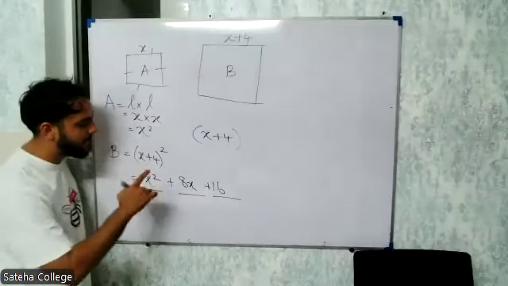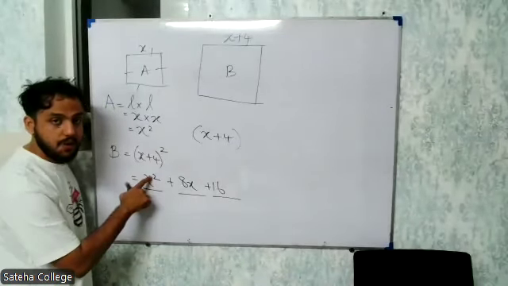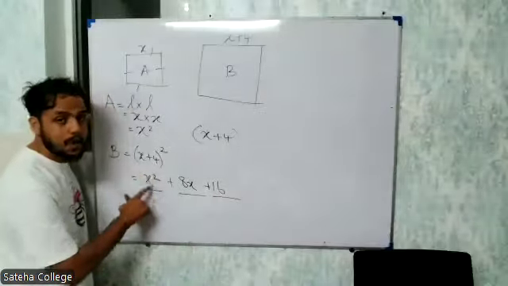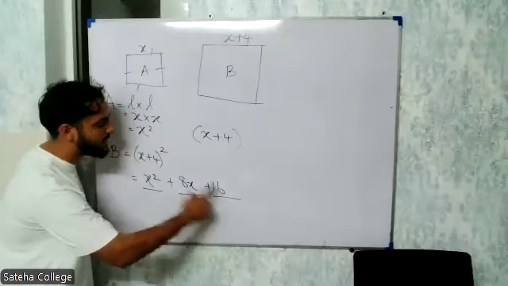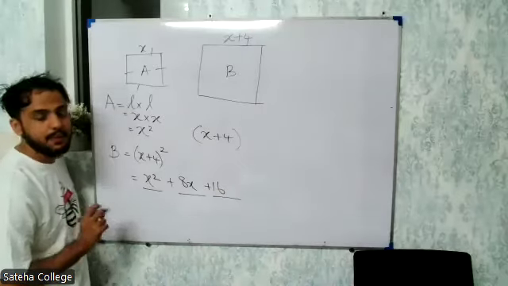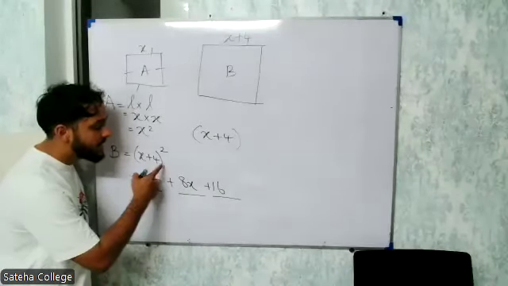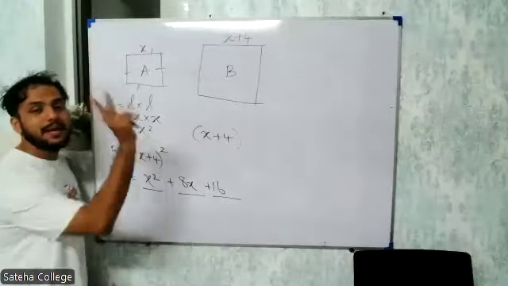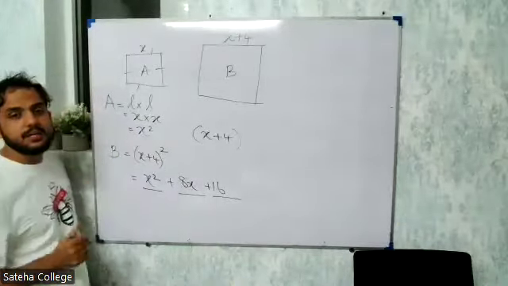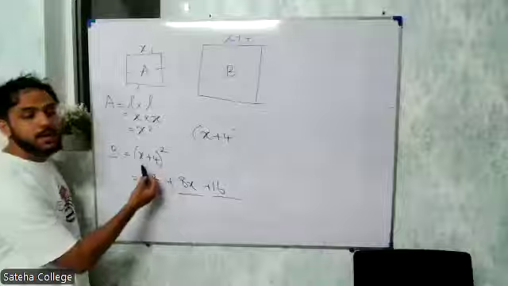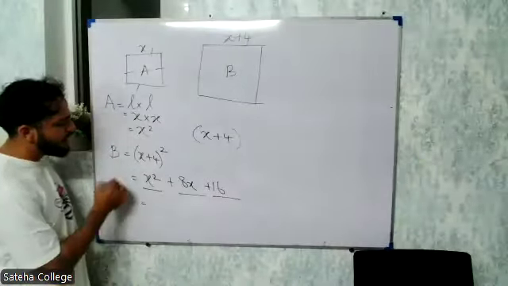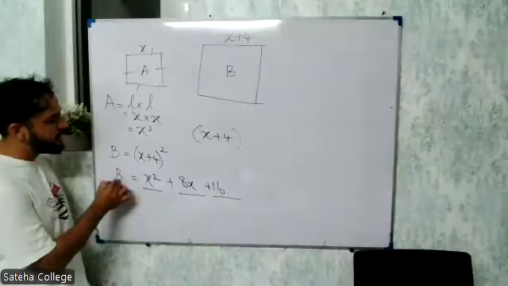I'll repeat it once again. Whenever you have a square of a binomial expression, you will have 3 terms. First term is square of the first term inside the bracket. Your third term is square of the second term inside the bracket. Your middle term is when you multiply both the terms together and you multiply it by 2. Every time, this is how it works. Whatever square of a binomial expression, you will have 3 terms and you will follow this method. Okay. So then, this is the area of B.